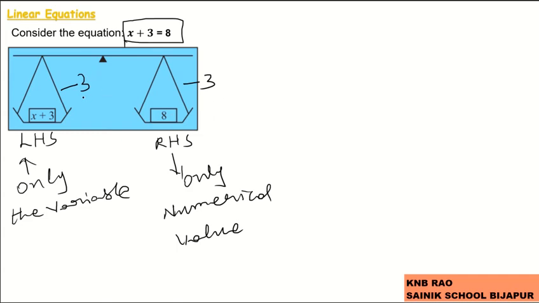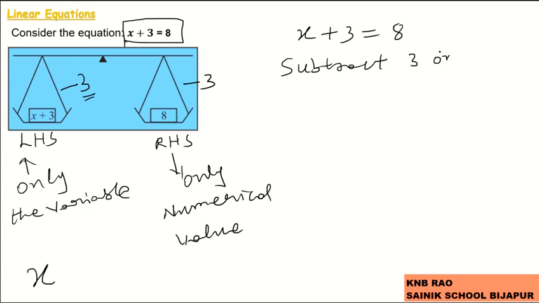Why am I subtracting 3? I am looking for only the variable in this pane. That means I want only x here. If I want only x, we have got 3 more than x. I have to take away that extra part. So, in the equation x plus 3 equals 8, subtract 3 from both the sides.